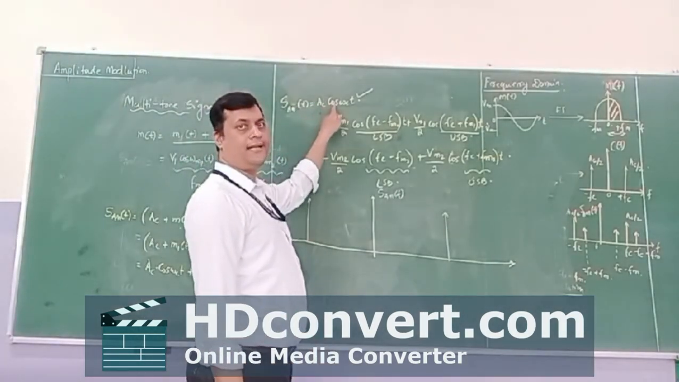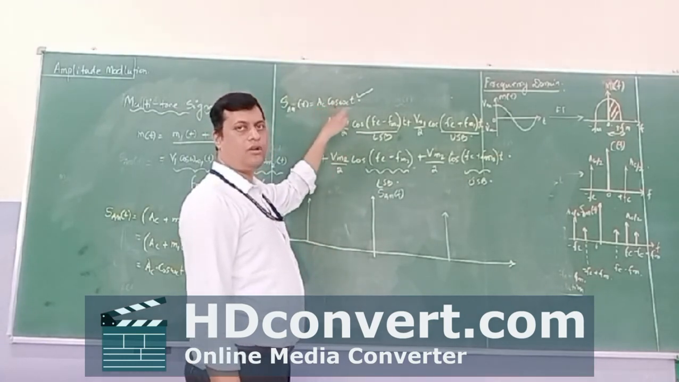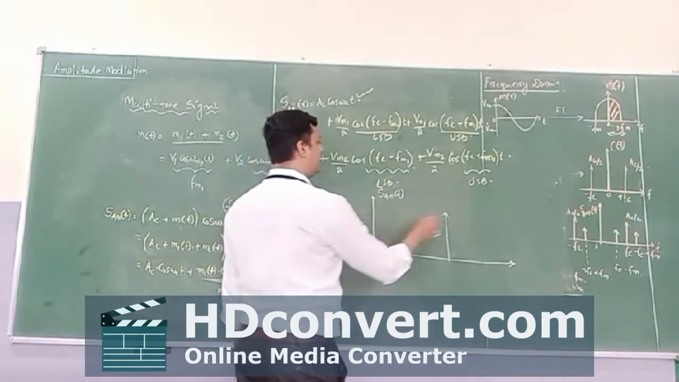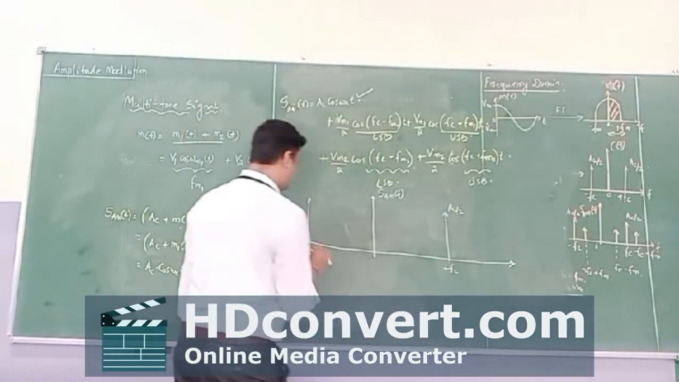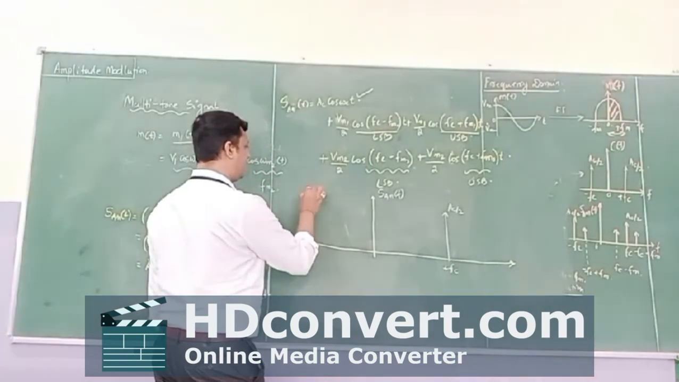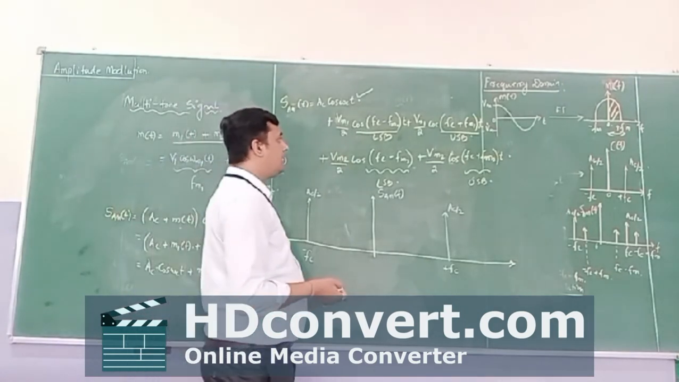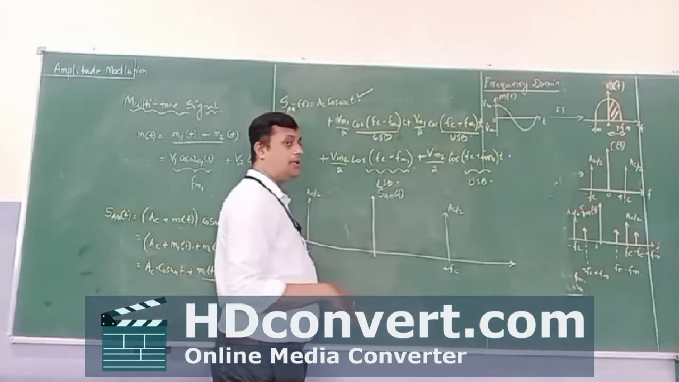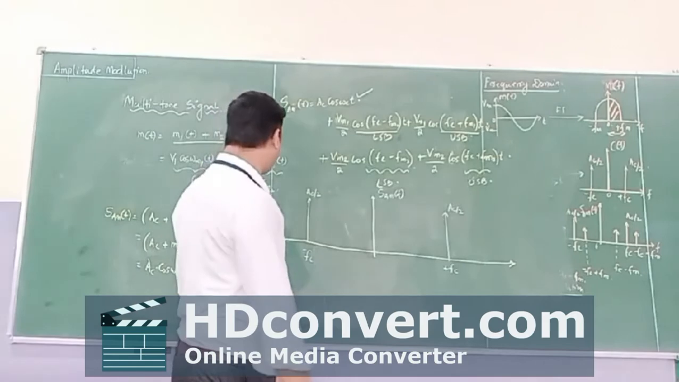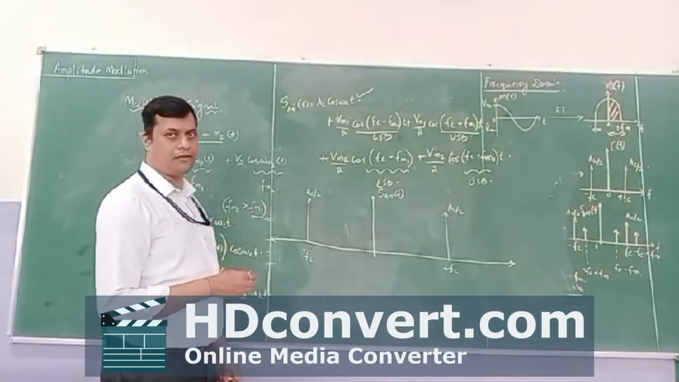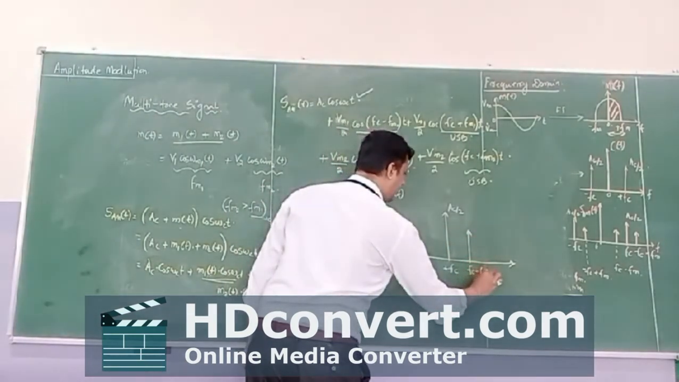So Ac cos omega ct, transform it, you will get Ac by 2 at plus Fc, and at minus Fc also Ac by 2, because we are doing the frequency transformation. Now, from Fc, the lower frequency first we have to identify, then the higher frequency. Here we have considered Fm1 as the lower frequency. So first I will represent the lower frequency component, which is Fc minus Fm1.